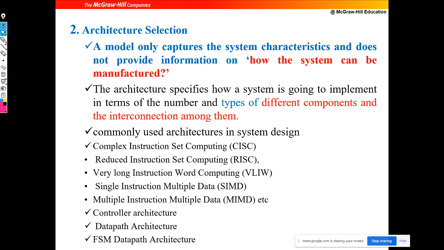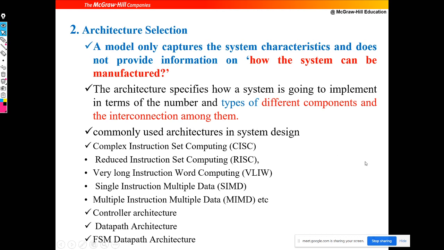The next one is the architecture selection. We'll go into detail about the architecture selection later, but to give you a glimpse, what kind of architecture are you going to support? Are you going to use a CISC architecture or a RISC architecture, or is it going to be a VLIW? VLIW is nothing but very long instruction word, where you have multiple instructions embedded in one instruction itself, meaning it's a much more complex instruction.